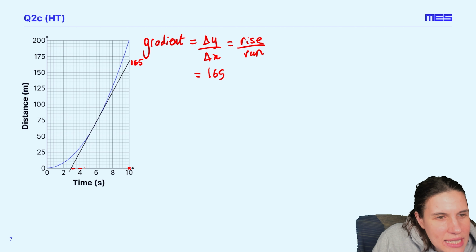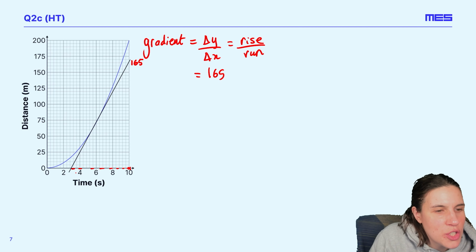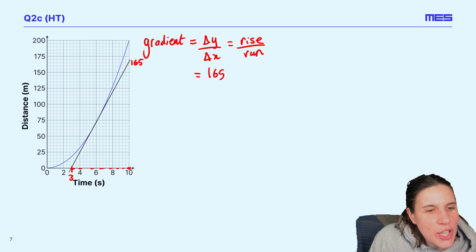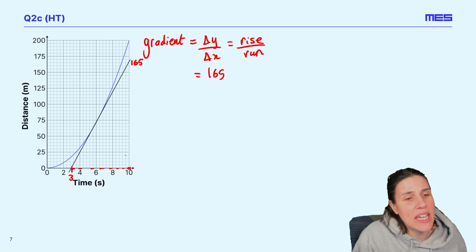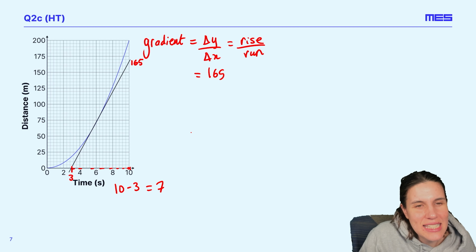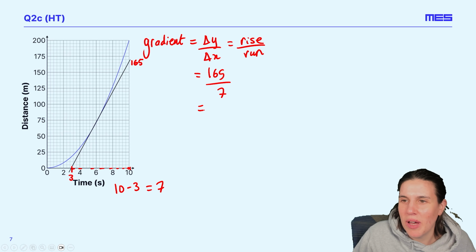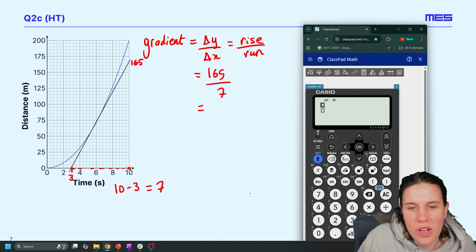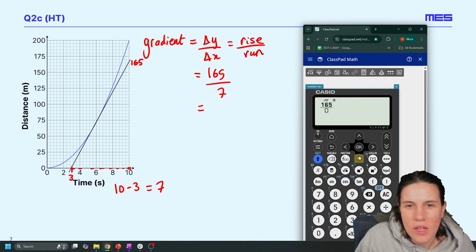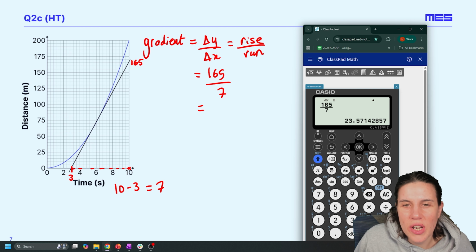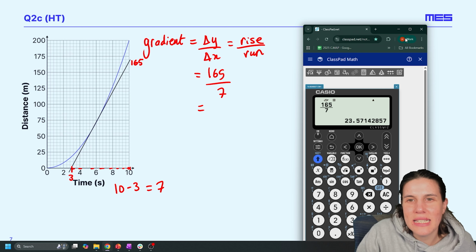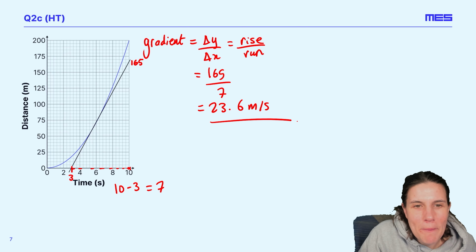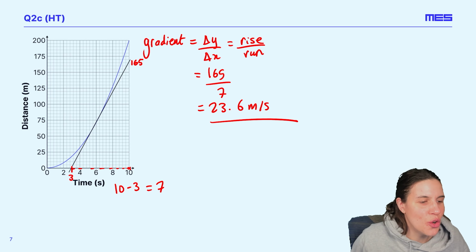Now, the change in x is going to be along here at the bottom. So we're halfway between the 2 and the 4 here. So I'd say that that is going to be 3. And it goes up to 10. Now we're looking for the change in x. So I'm going to do 10 minus 3 to get 7. So it's going to be 165 divided by 7. So I'm going to grab my calculator and I'm going to do 165 divided by 7 and I'm going to get an answer of 23.6. So 23.6 meters per second. Don't forget your unit.